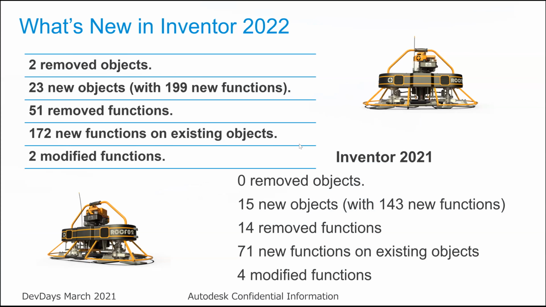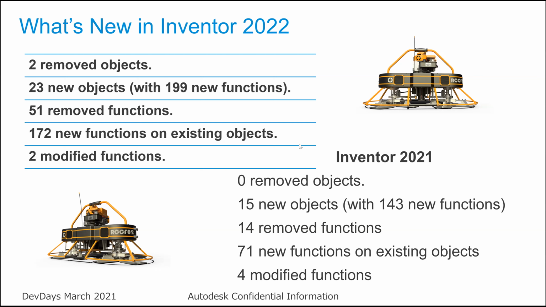In Inventor 2022, there are huge enhancements incorporated compared to the last release. As we can see, majorly there are 23 new objects introduced with 199 new functions. That's a really good number. And there are 172 new functions created on existing objects. So we'll go through them one by one.